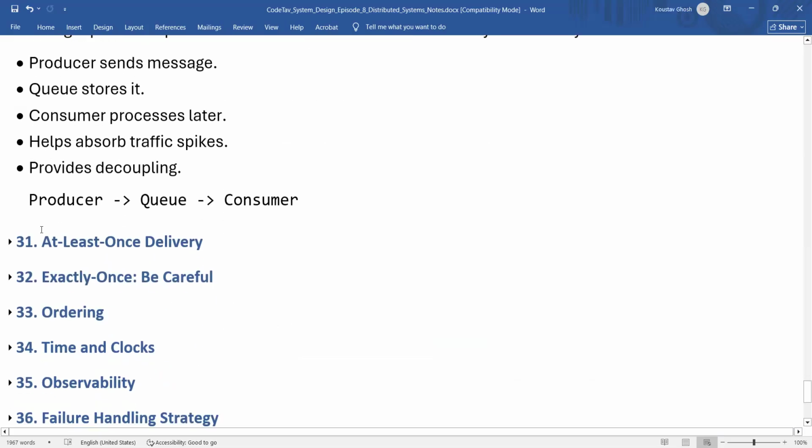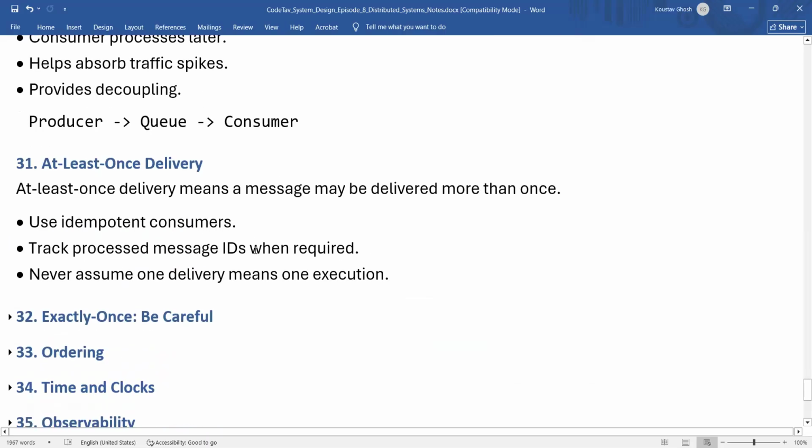Okay. Next is at least once delivery. Now comes an important message delivery concept, how the message delivery system will work. At least once delivery means the system guarantees that the message will be delivered at least once. But there is a possibility that it may be delivered more than once.